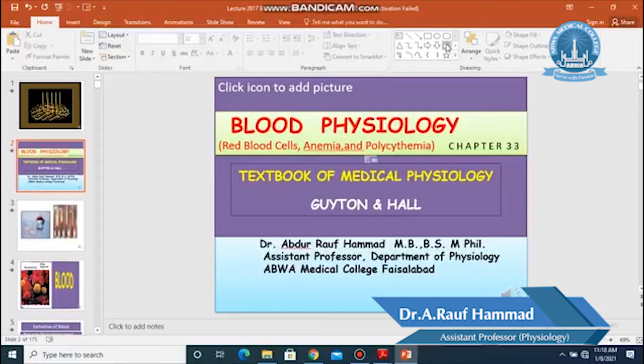Unit 6 is about the blood cells and anemia and polycythemia, and the chapter number is 33 about it.